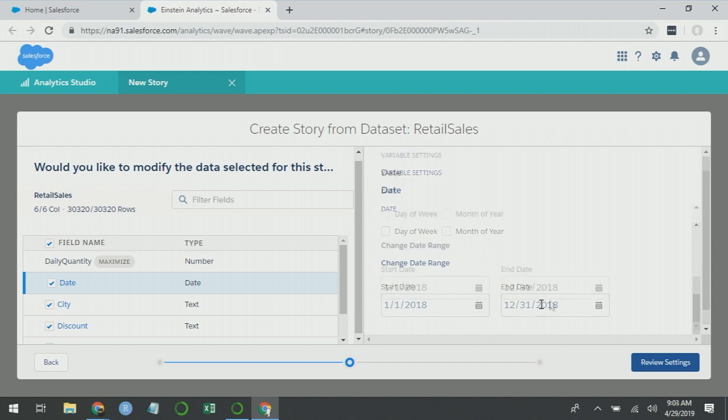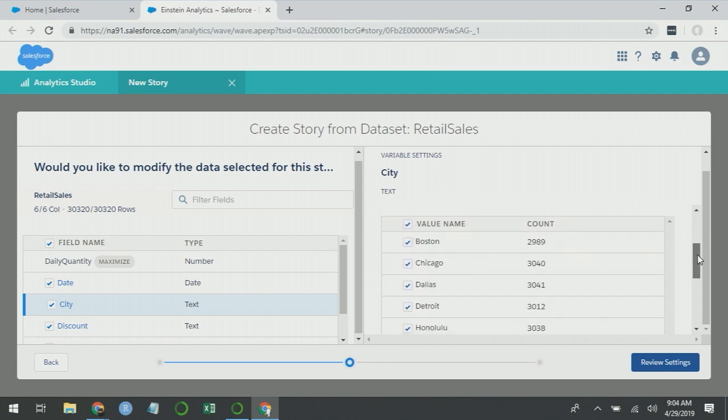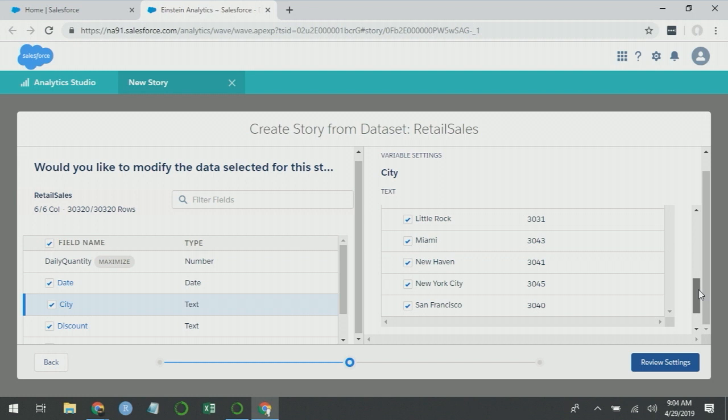This saves you from having to create subsets of data when really what you want is to only analyze a subset. The next variable is city. If we scroll down, we can see all the cities included in this analysis and the frequency of those observations. If I uncheck some of these, a new category called Other appears. If you have categories that occur very rarely in your dataset, they might fall into Other by default.